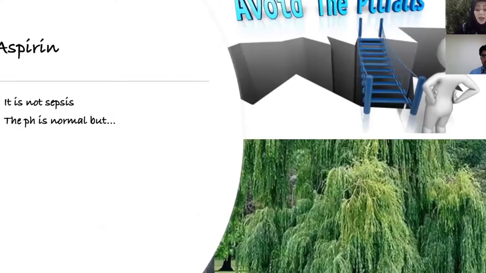One caveat in the aspirin here, the aspirin guys, they present with a mixed metabolic picture. It's so funny, the VBG. Sometimes the pH is normal, but they have a very funny VBG, metabolic acidosis, respiratory alkalosis. They have fever. And you look at the pH, you think it's normal, and you say, oh, they're septic. Guys, they're not septic.